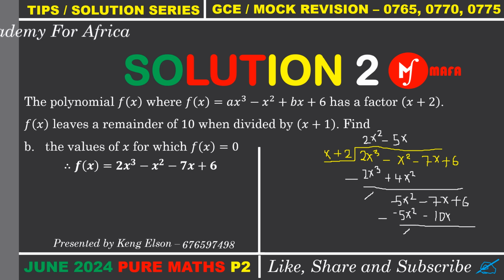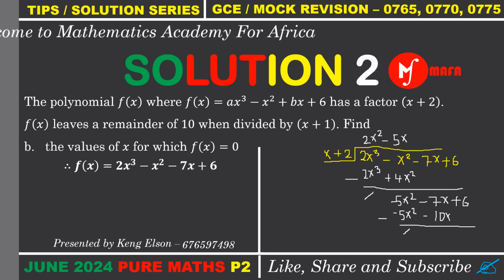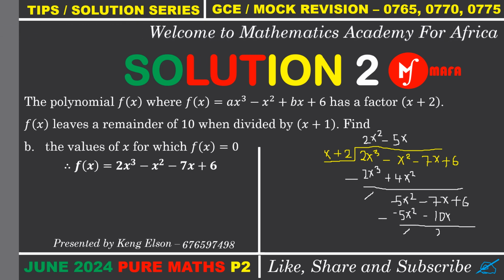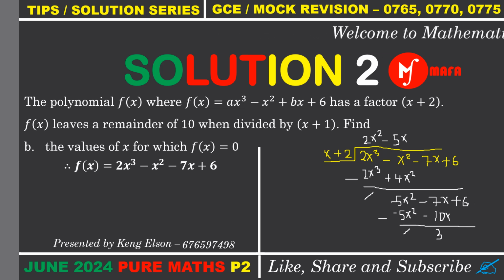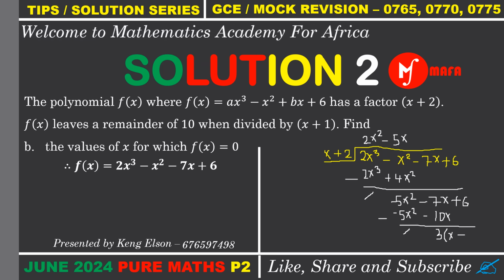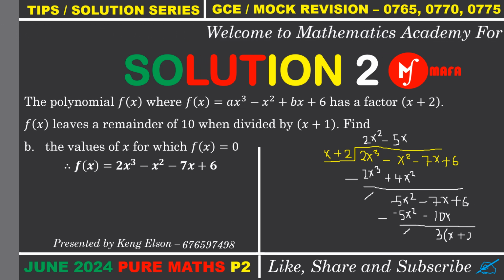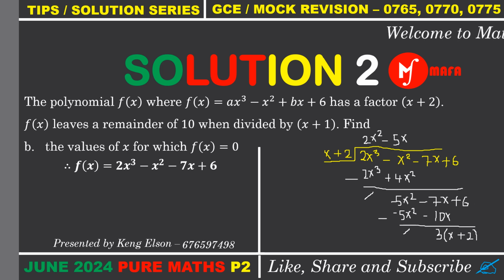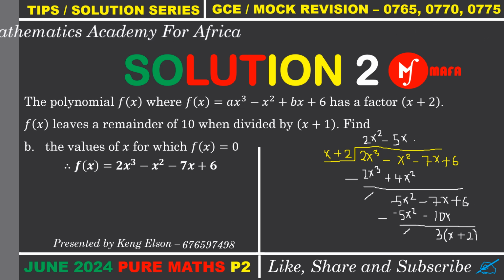Here we are going to have 0. Here we are going to have negative 7 minus negative 10, which is just 3x, then plus 6. But for 3x plus 6, we can just factorize the 3. It's going to give us 3 into x plus 2. I'm just trying to make the process easier. So I can now take 3 into x plus 2 divided by x plus 2, which will give us 3.